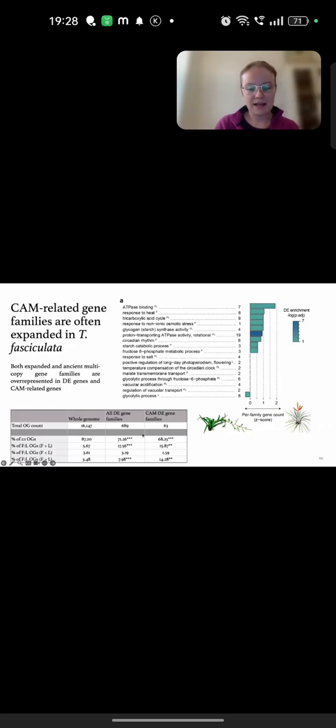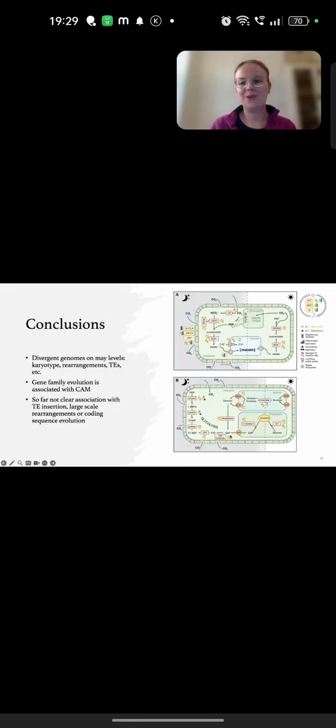And we found that in our CAM-related DE genes, we have about 3 times more often gene families that are expanded in fasciculata. And we also see an enriched amount of gene families that are multi-copy, but they are equal in size, so their gene duplication is likely to precede the split of the two species. So with that, I want to conclude this work.